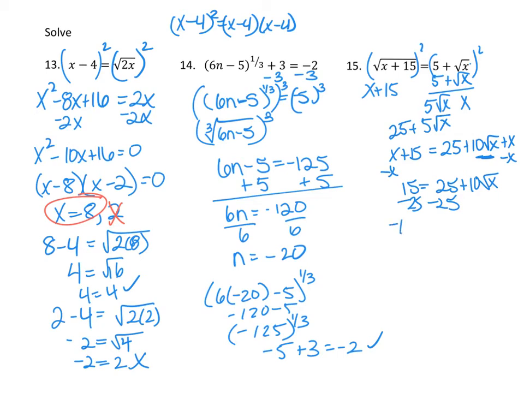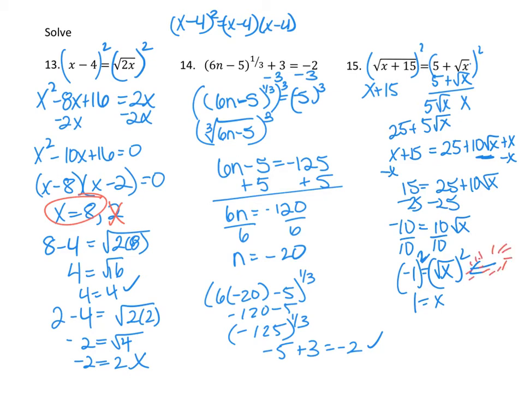And we get -10 equals 10 square root x. Divide by 10, and -1 equals the square root of x. I square both sides. I get 1 equals x. But right here we should think red flag, something's wrong, because the square root can't equal a negative. So this probably is not going to work when I plug it back in.